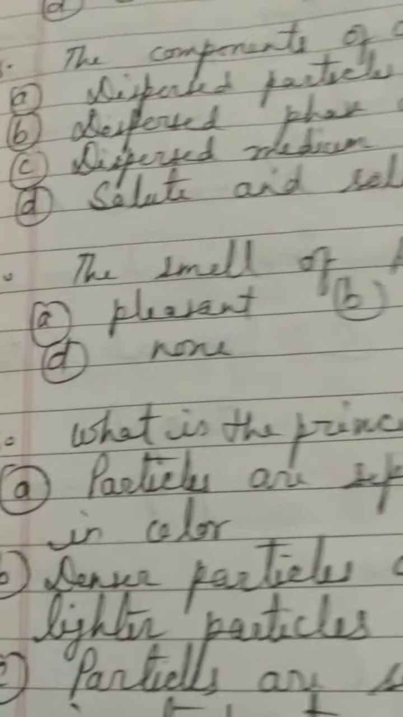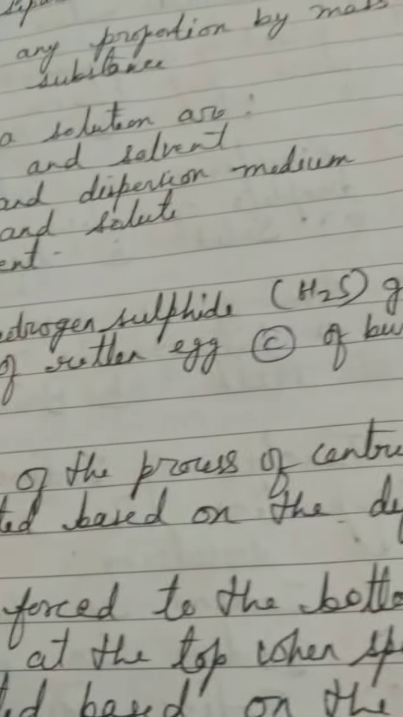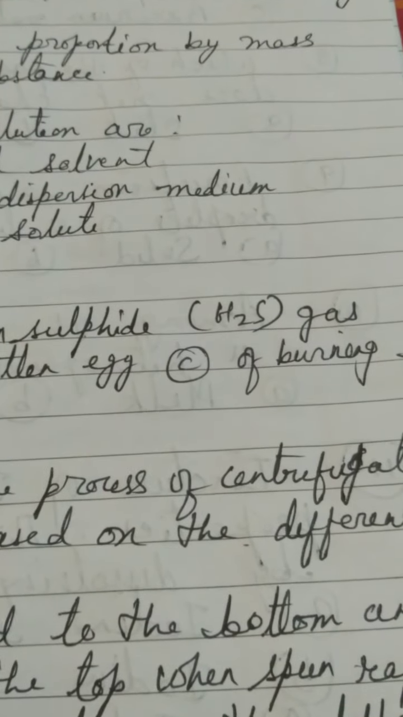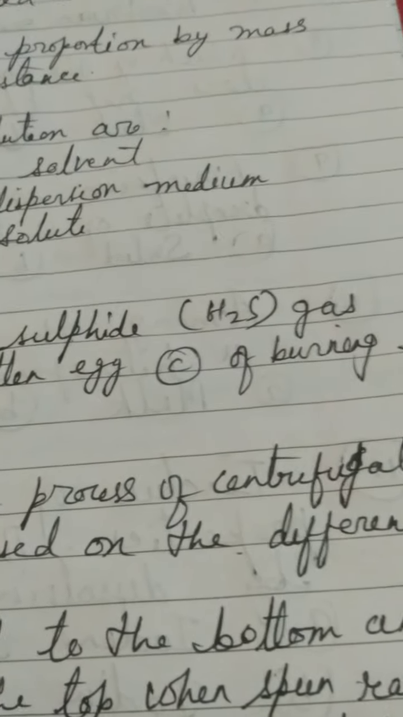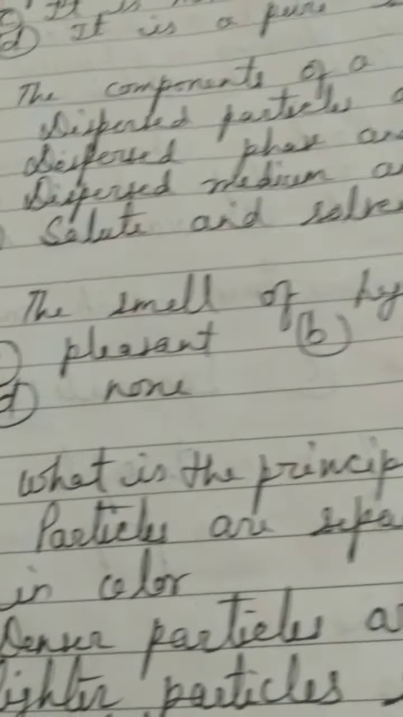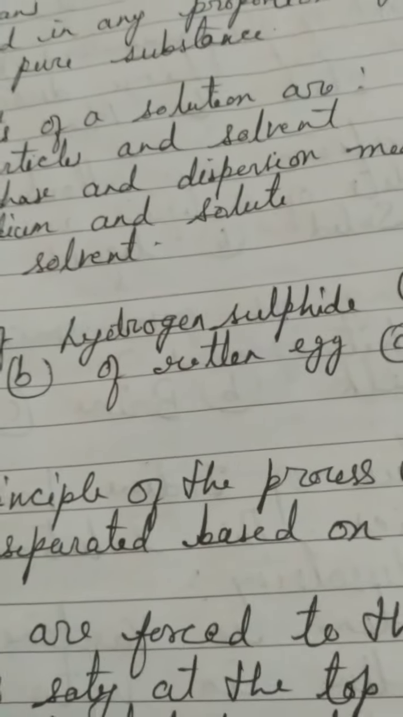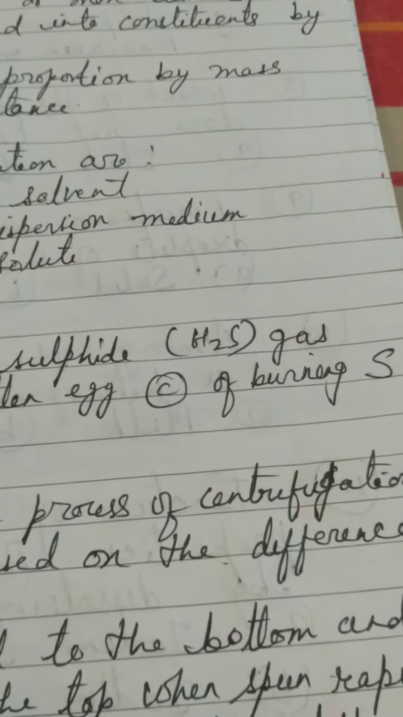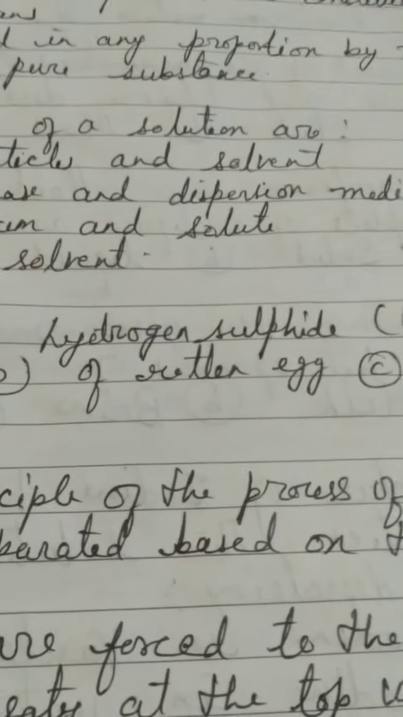Let's see what's in question 4. The smell of hydrogen sulfide. Hydrogen sulfide is a gaseous substance. Its formula is H2S. What is its smell? The smell is very typical, identified through its smell only. Pleasant? No, it's not pleasant, very unpleasant. Of rotten egg? Yes, it smells like rotten egg, very bad. Of burning sulfur? No. And none, no.